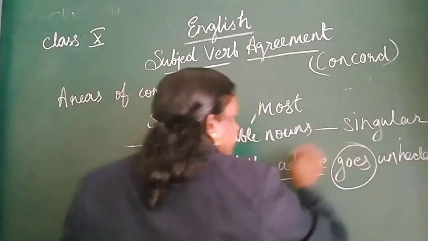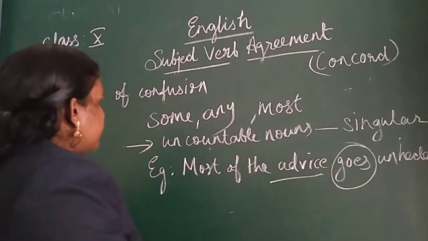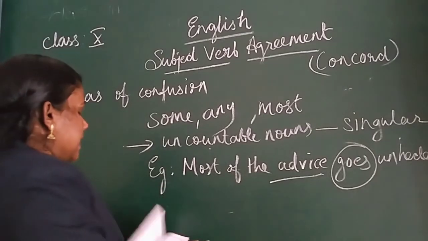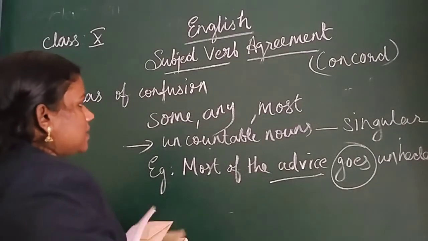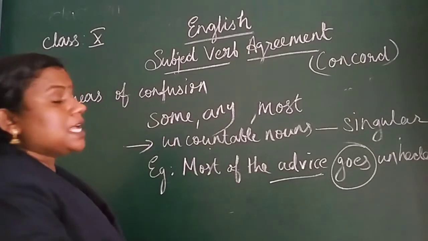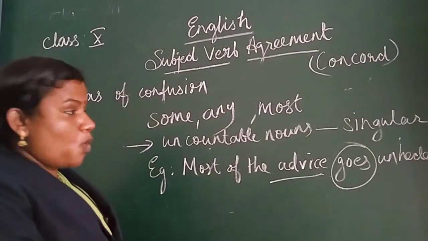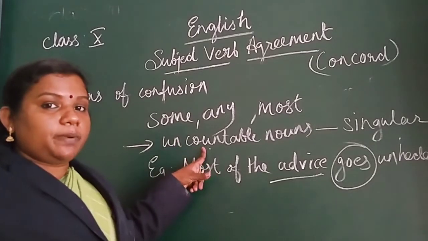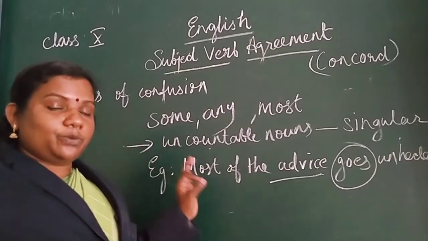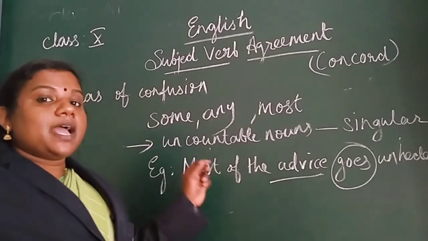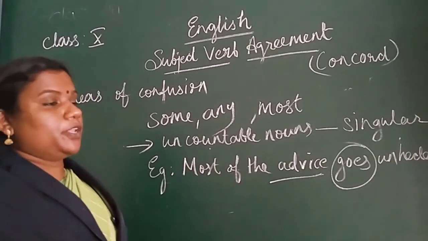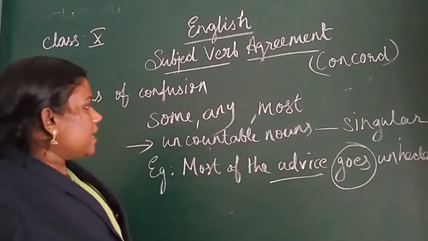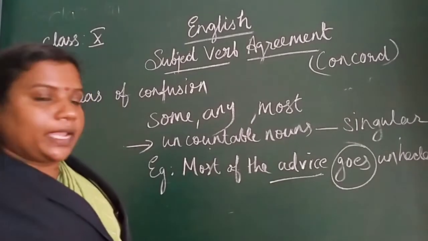See, goes. Okay, so this point also is very important. The indefinite pronouns. Which are the indefinite pronouns? Some, any, most. If these words are there along with uncountable nouns, we will use a singular verb. Countable nouns, we will use a plural verb. Okay, is it clear, students? Now we are going to the next point, the sixth point.